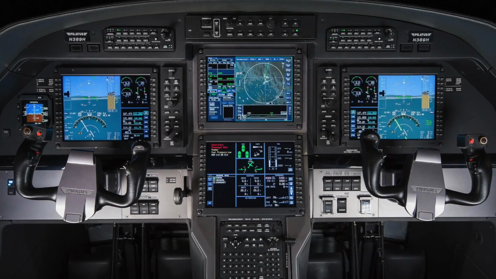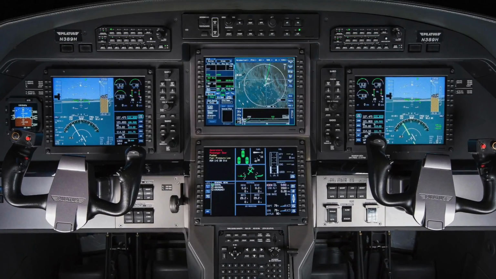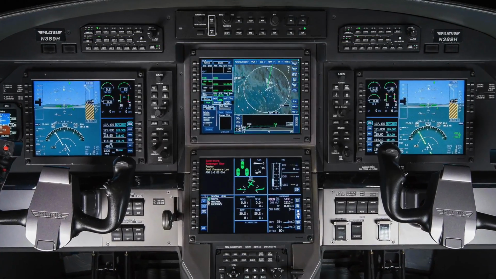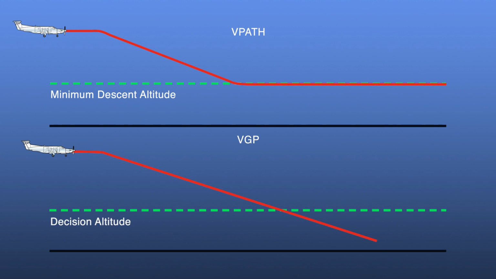Using VNAV on RNAV approaches is an excellent tool for making stabilized, constant angle descents to approach minimums. There are two different VNAV modes available for use on an RNAV approach: VPATH and VGP. VPATH is typically used for approaches to an MDA. VGP is generally used for approaches to a DA. However, it can be used on any RNAV approach.